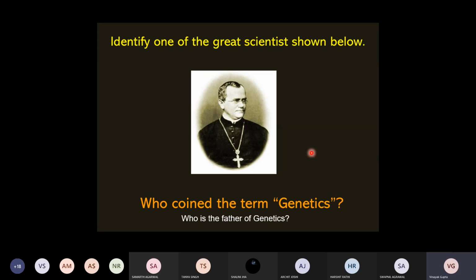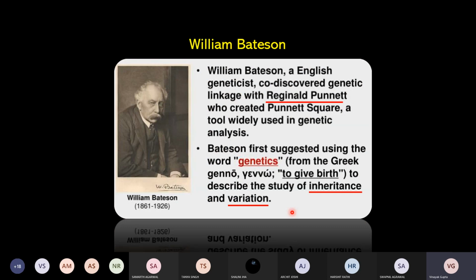Now let's enter into the course. Here you are seeing one of the great scientists, Gregor John Mendel, and he is considered the father of genetics. Although he did not coin the term genetics. The word genetics was coined by another great personality who was working in the same area, Dr. William Bateson. William Bateson was working with another great personality, Reginald Punnett, and you will be hearing this word in every lecture: Punnett Square.